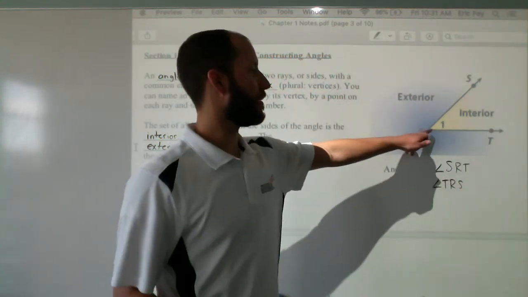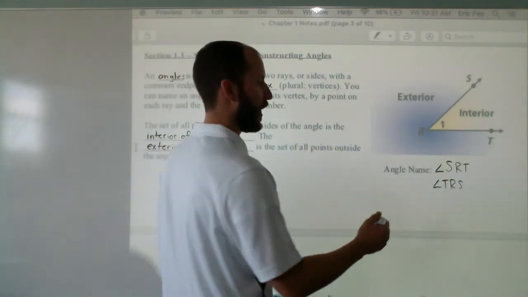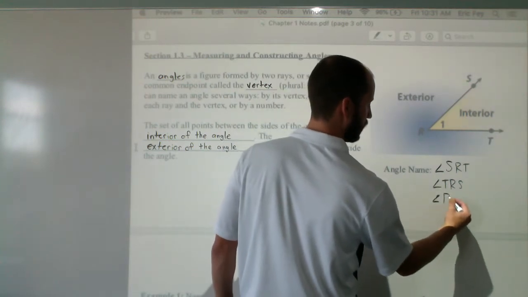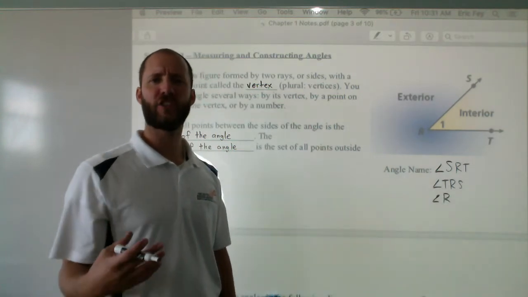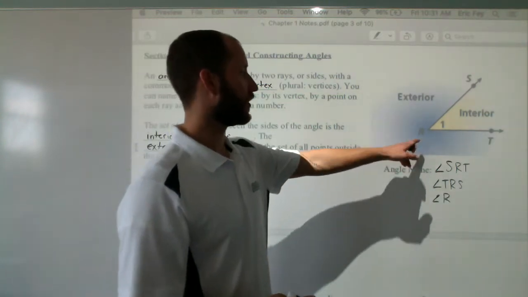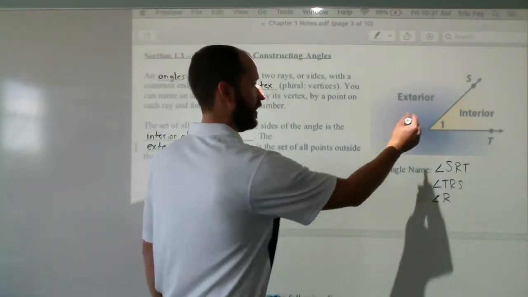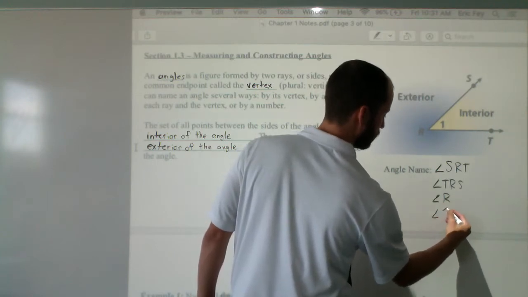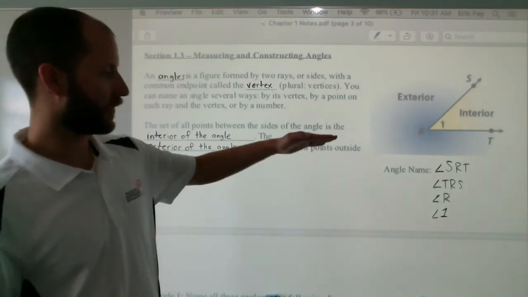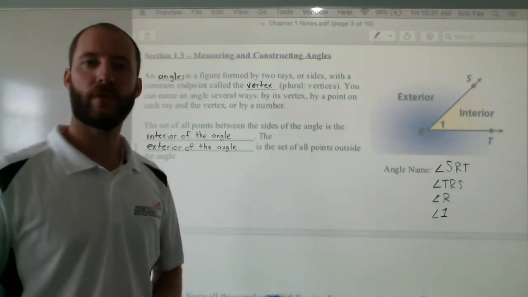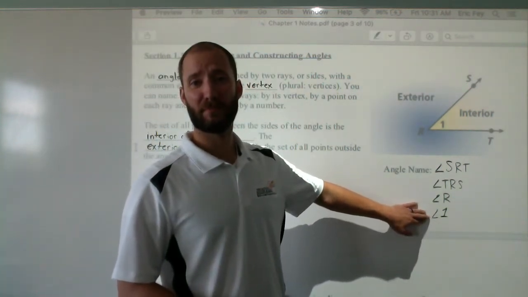Now, there's also this common endpoint of the two rays called the vertex. You can also name it that point, just angle R. There's no other angles around here that would be confusing. R is just the vertex of that single angle. There's also this number in here, and that's really my favorite way to name angles, just with the number. Angle 1. So all of those four different ways are different ways to talk about that angle. So you have some options here. I like the numbers, personally.